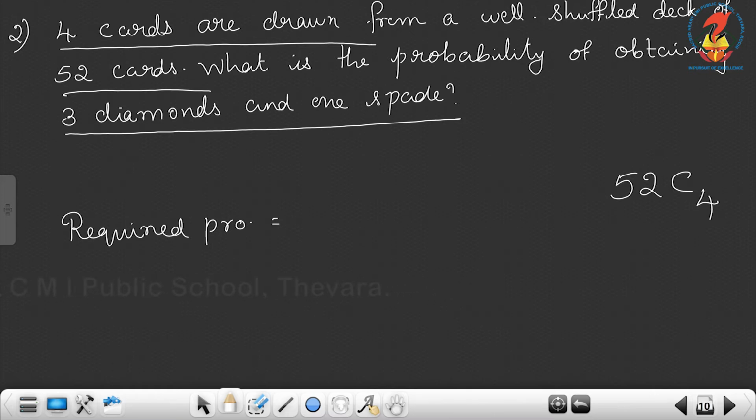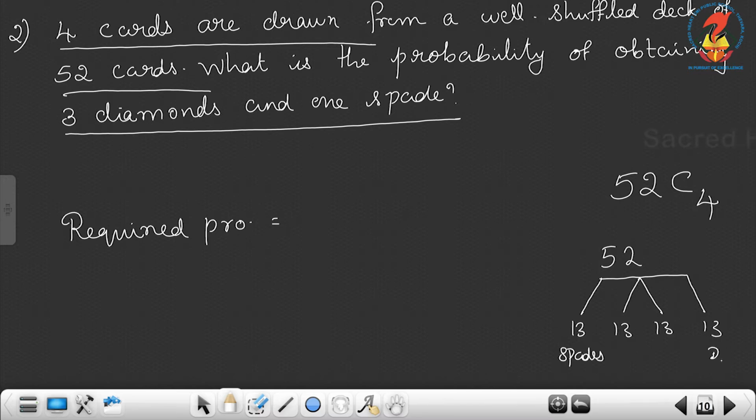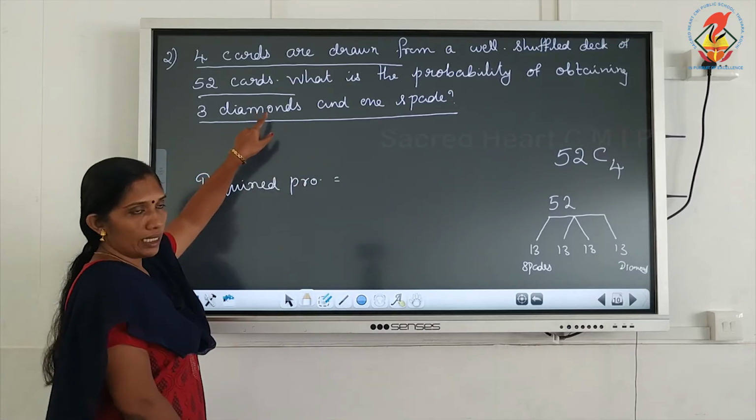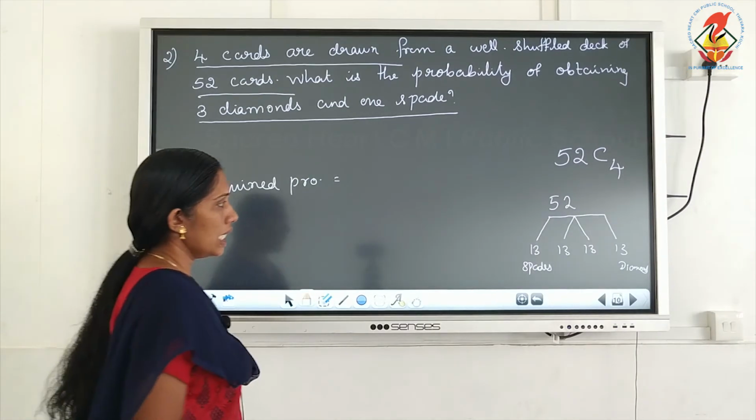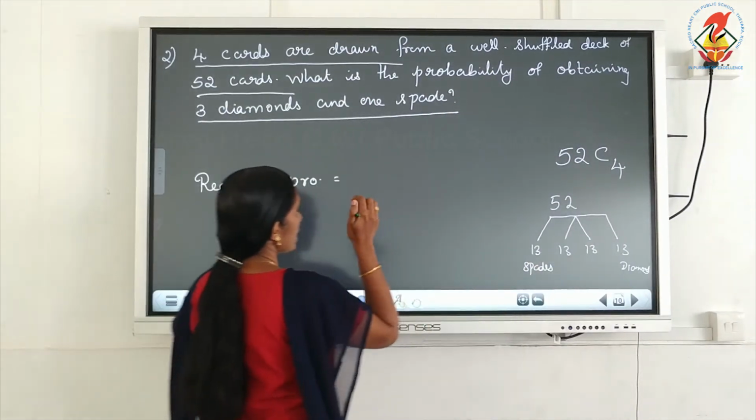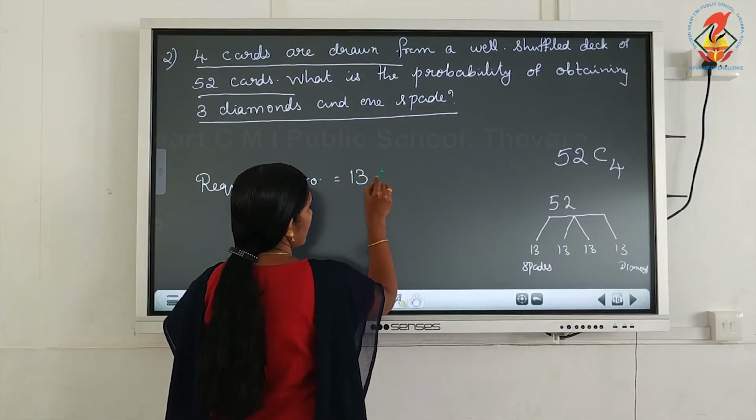how many diamonds are there? 52 cards divided into 13, 13, 13, 13. 13 spades, isn't it? 13 diamonds, then 13 clubs and 13 hearts. So from 13 diamonds, take 3 diamonds. So how to write? From 13, 3 diamonds we need. So 13 C3.